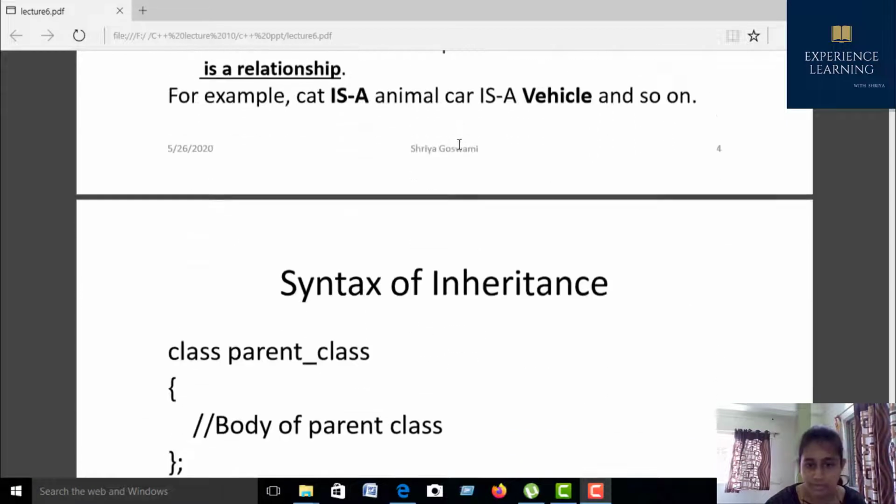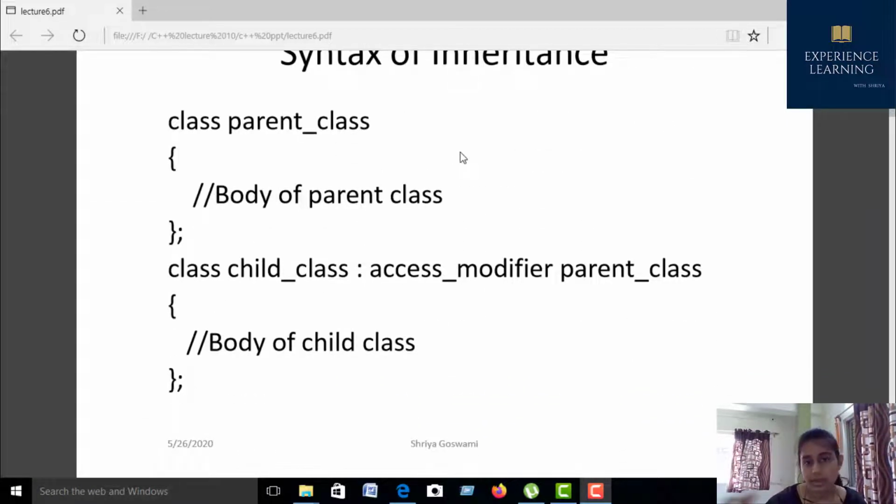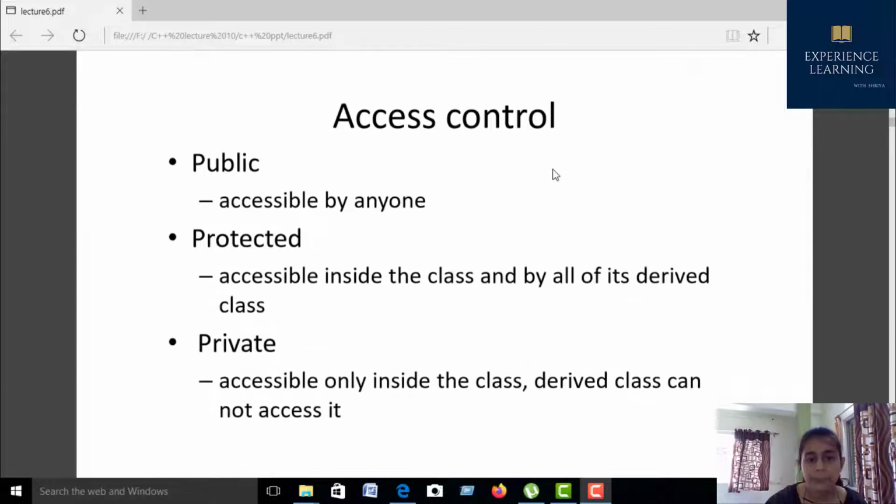Hope you understand. Okay, this is the syntax of inheritance. I have already told you that there are three access controls: public, protected, and private. Public can be inherited, and it can also be used outside of the class with just the dot operator. Protected cannot be used outside of the class directly using the dot, but it can be inherited. And private cannot be inherited and cannot be used outside of the class.